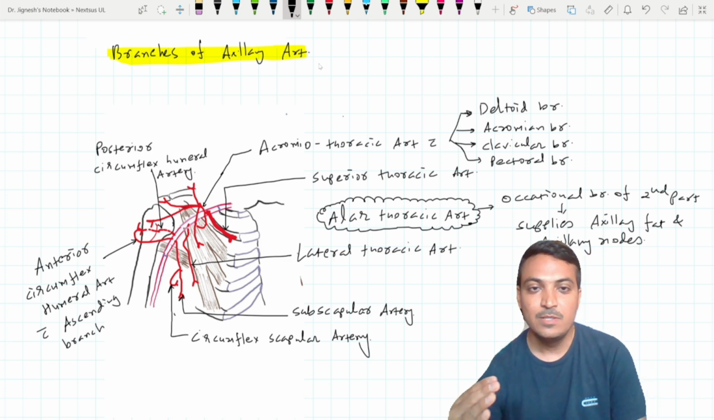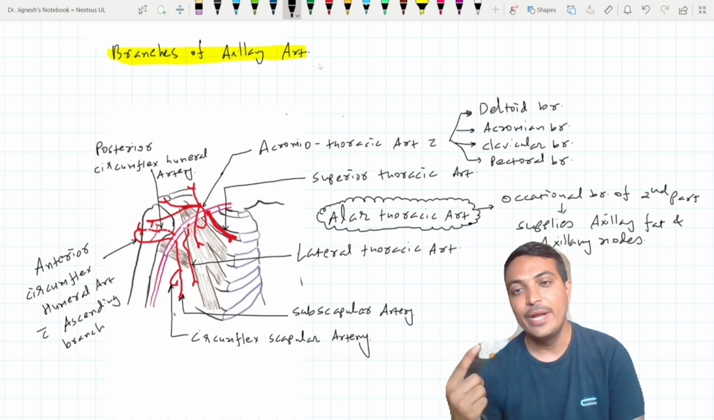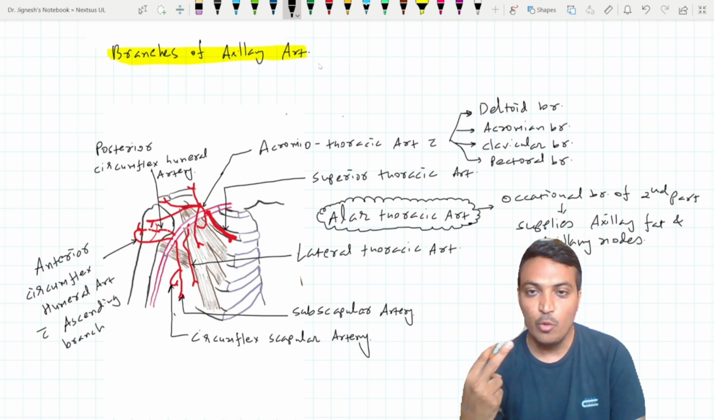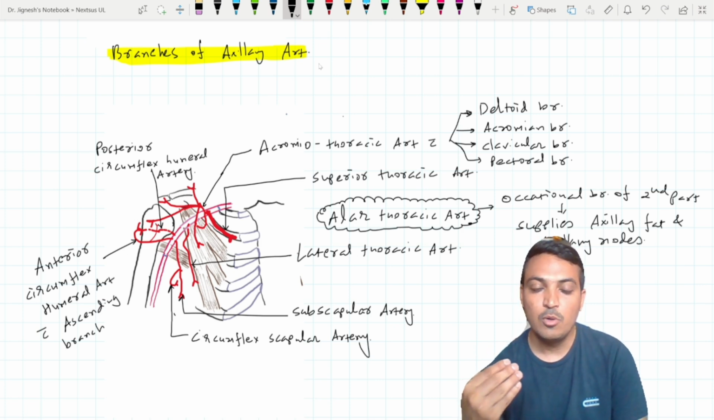For revision purposes, the first part of the axillary artery gives only one branch, the second part gives two branches, and the third part gives three branches. From the first part, the superior thoracic artery originates. The second part gives two major branches: the lateral thoracic artery and the acromiothoracic artery. One occasional alar thoracic artery is also provided from the second part.